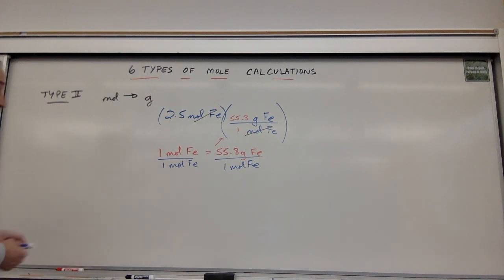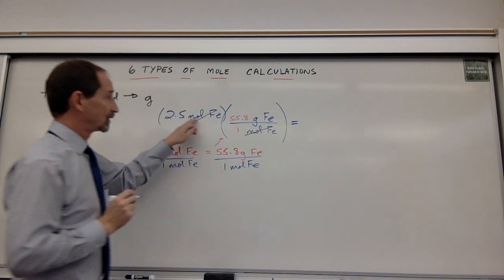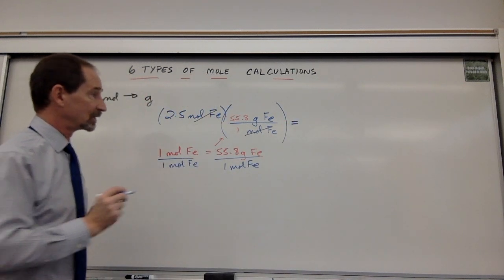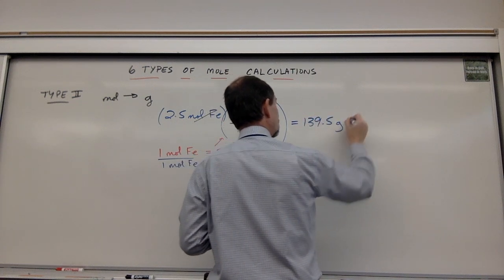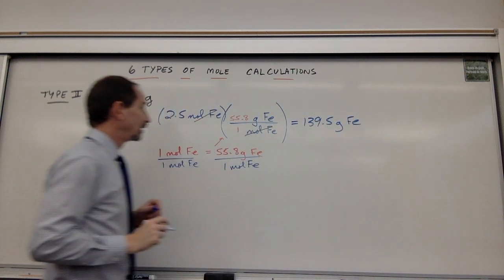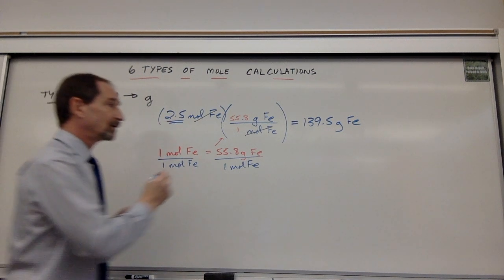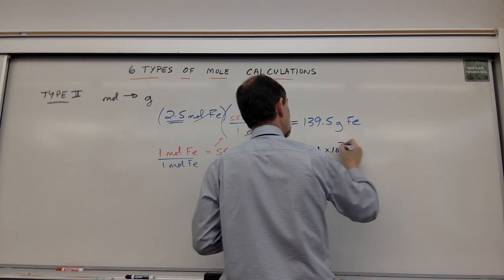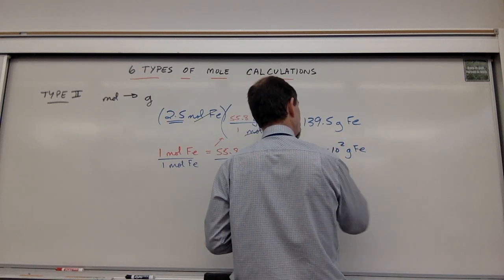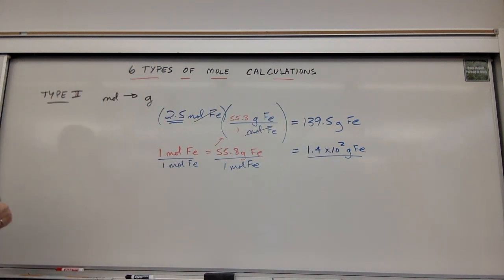If I have done the math correctly, my units have canceled out, I only have grams left, and the mass becomes 139.5 grams of iron. Now, if we're being careful and we say I've only got 2 significant figures here, then I should report my answer as 1.4 times 10 to the 2 grams of iron. It has the same meaning as 2.5 moles of iron. That's the second type.